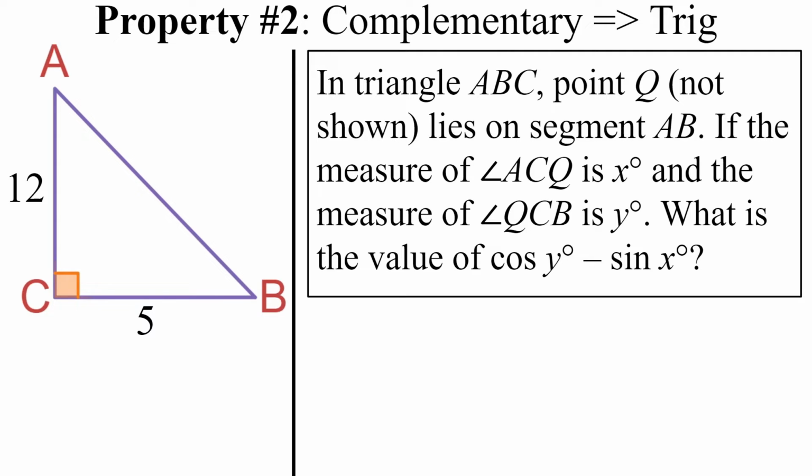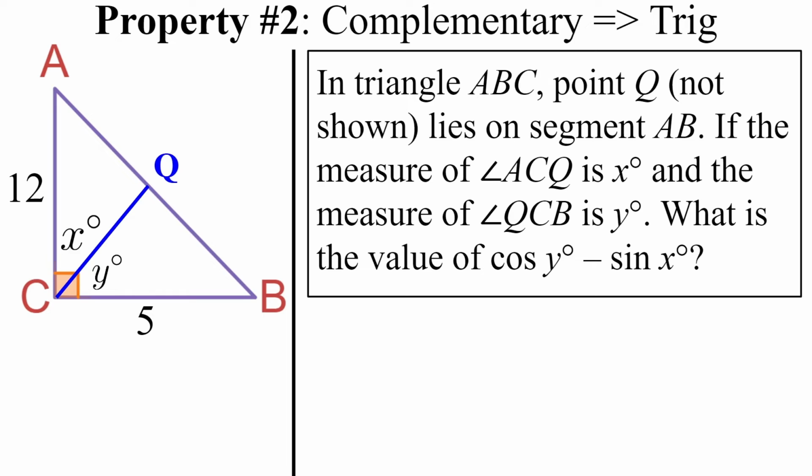So it says that point Q lies on segment AB. So the very first thing I'm going to do is draw point Q. And you can kind of tell with all these angles and stuff, we probably want to connect point C to point Q. So I'm going to do that. All right, now it says, you can trace with your finger, ACQ is X degrees. Let's put that on the image. And it says QCB. Okay, trace that with your finger, and let's put that on the image.